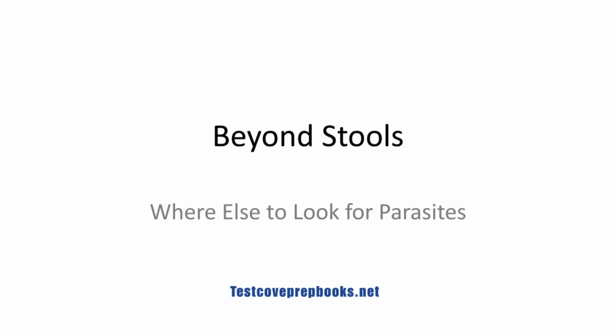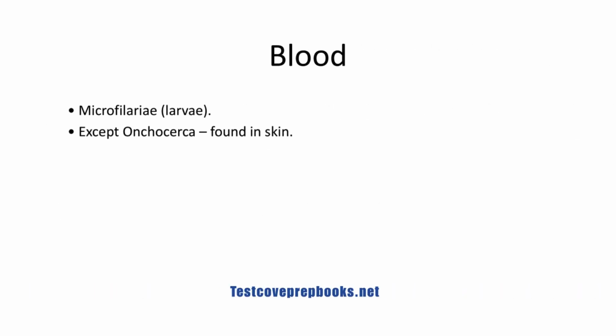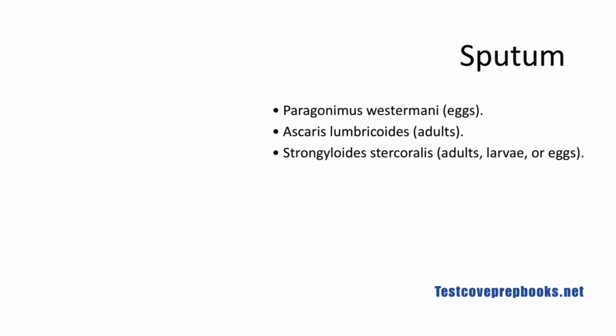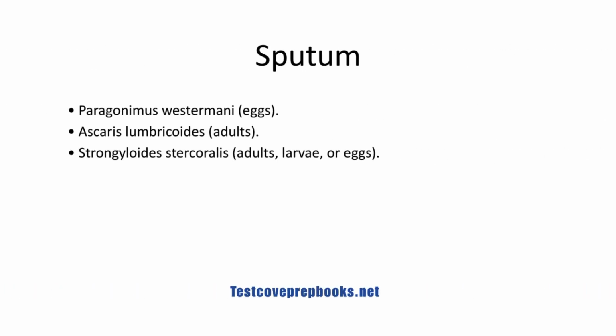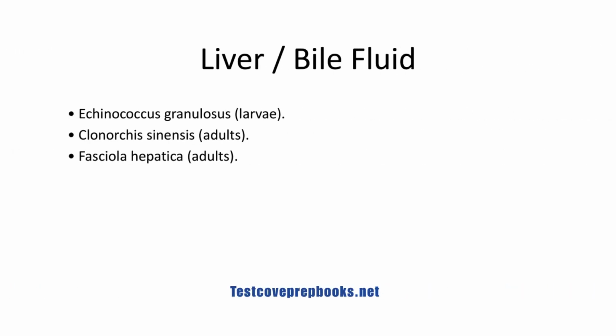Some are detected in other body sites. In the blood, you may find microfilaria larvae, except for Onchocerca, which is instead found in the skin. In the sputum, eggs of Paragonimus westermani, adult Ascaris lumbricoides, and various forms of Strongyloides stercoralis, whether adults, larvae, or eggs, may be seen. In liver or bile fluid, you can detect Echinococcus granulosus larvae, adult Clonorchis sinensis, and adult Fasciola hepatica.